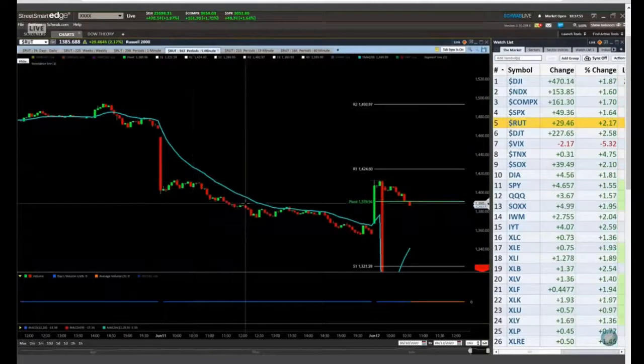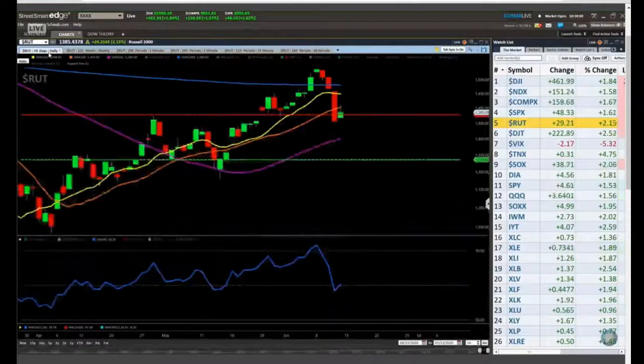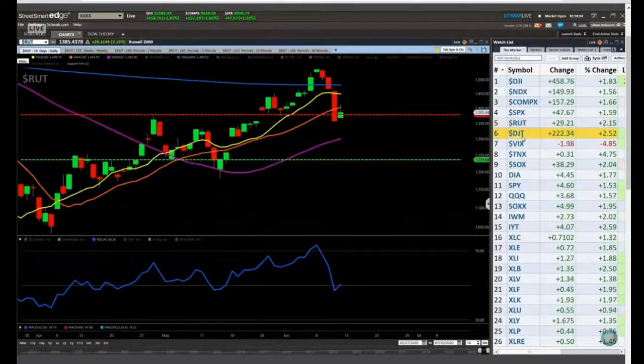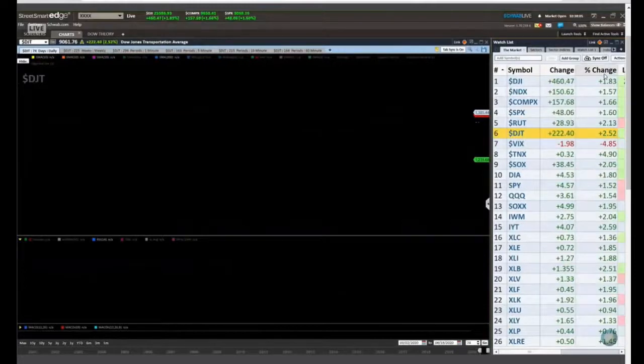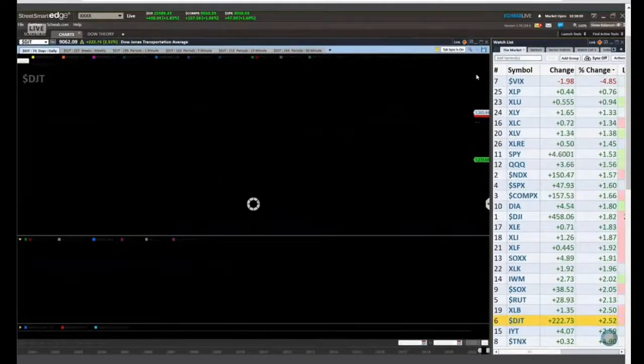And now it's back below the pivot. That does not bode well for the small caps today. No, unfortunately. All right, any sectors doing better or worse today? Well, let's find out. Transports. I think we can check the transports.